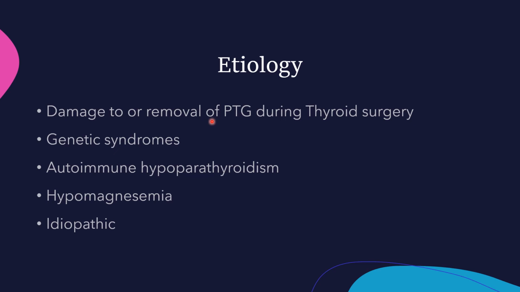to hypoparathyroidism. Normally, if we have 4 parathyroid glands and 2 are removed, we can have increased activity in the other 2, maintaining a normal calcium level and normal parathyroid hormone level. Genetic syndromes may cause hypoparathyroidism. We may have autoimmune hypoparathyroidism, where the immune system attacks the parathyroid gland cells. Hypomagnesemia, which I will explain in a bit, or it can also be just idiopathic.